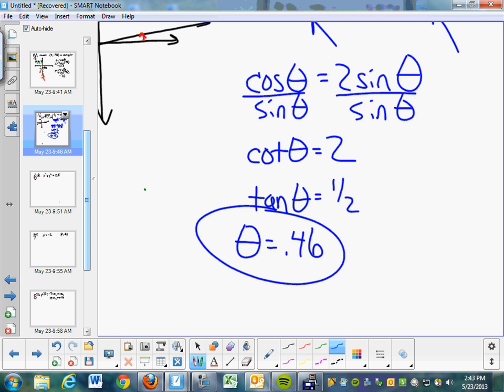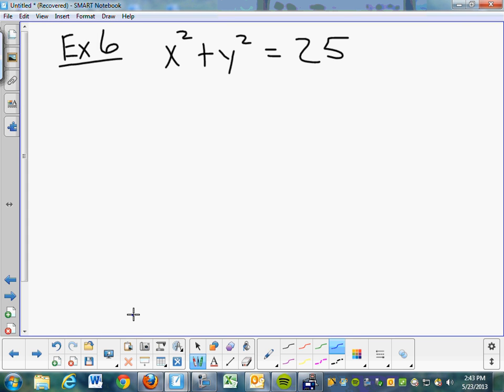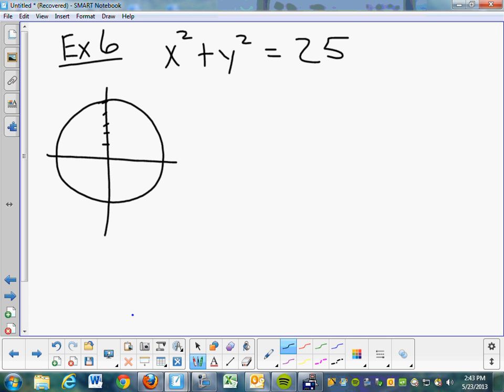Instead of the equation being x equals 2y, the equation is theta equals 0.46. X squared plus y squared equals 25. Got 2 more examples there quick. What does that graph look like? Circle. Or the radius of? Radius of 5. Is the radius always 5? Yeah. Does the theta value change? Sure it does.